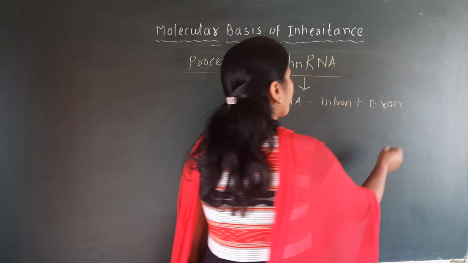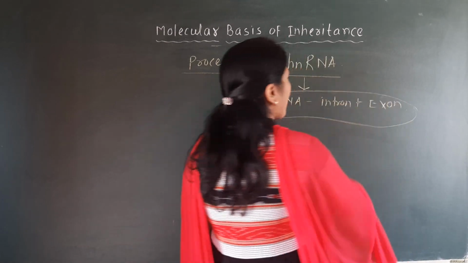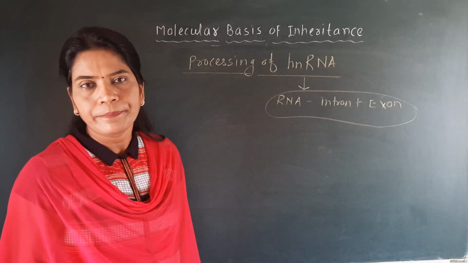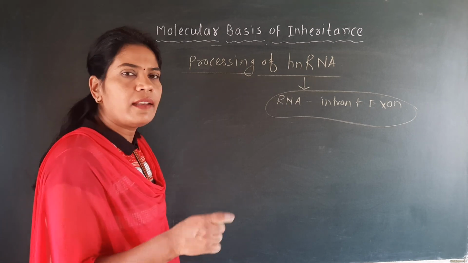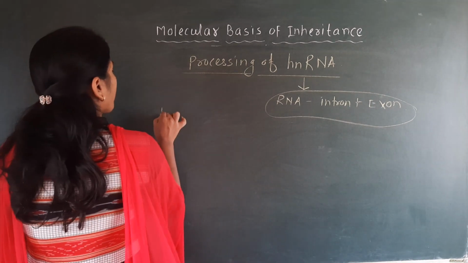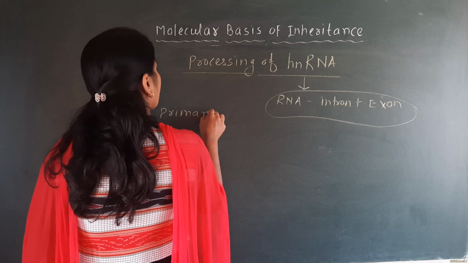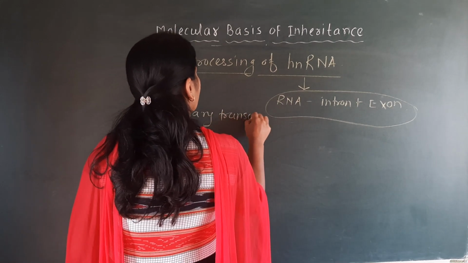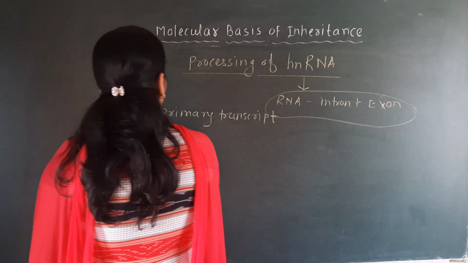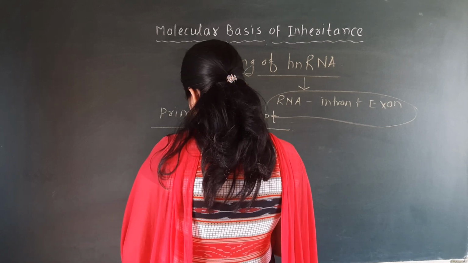So it is very important to know what is meant by hnRNA: RNA which has intron as well as exon part. Another definition is the primary transcript. Then what is meant by primary transcript?